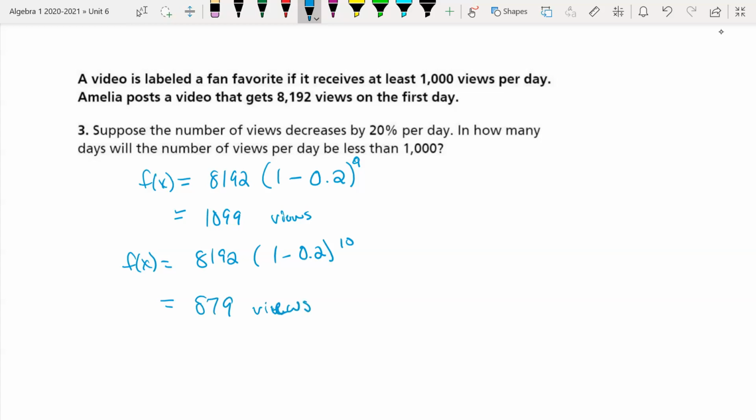So, because it's decreasing at a smaller rate, smaller percentage, it's going to take longer. So this one takes 10 days to get to where it's not a fan favorite anymore, instead of 8 days like the one above. And hopefully that's what you got whenever you were doing this. Okay?